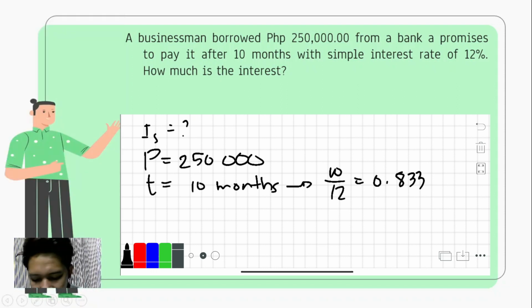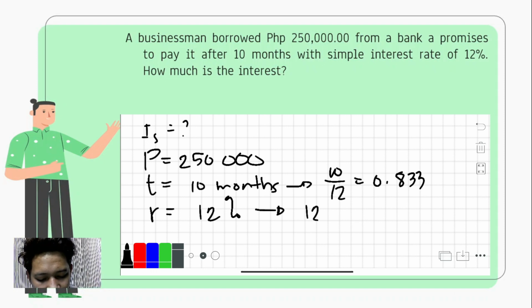Next, the last given would be the interest rate, wherein it is 12%. And if we're going to convert it into decimal, that is 12. Since it is a whole number, the decimal point is here. So we move the decimal point 2 decimal places to the left. That is 1, 2. Hence, our rate would be equivalent to 0.12.